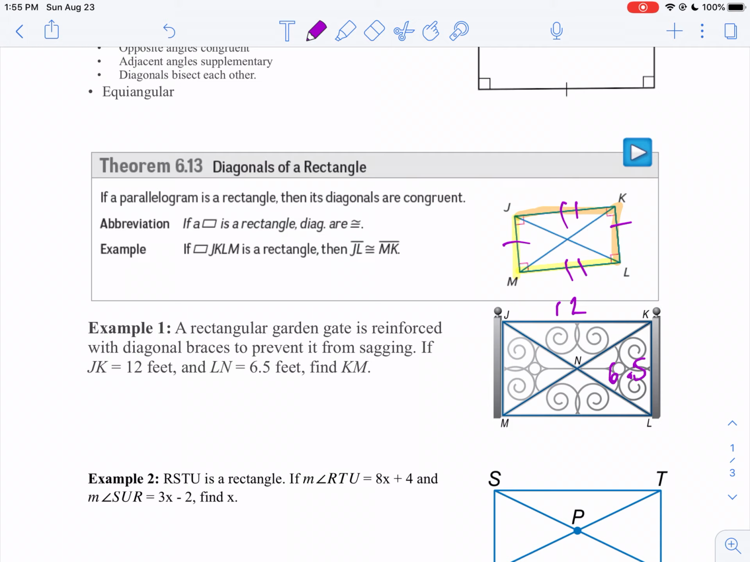Since it's a parallelogram, we know the diagonals bisect each other, so that will make J to N 6.5. Or, more importantly, J to L would equal 13. And since the diagonals of a rectangle are congruent, K to M is 13. Maybe I should include my units on there, 13 feet.